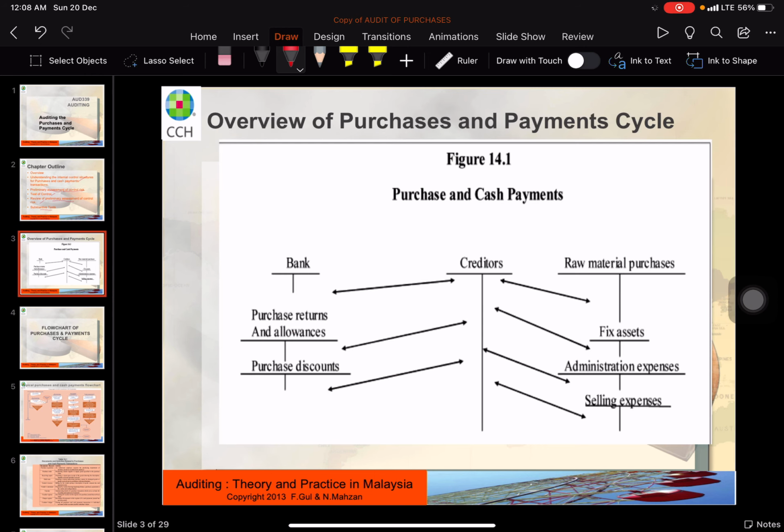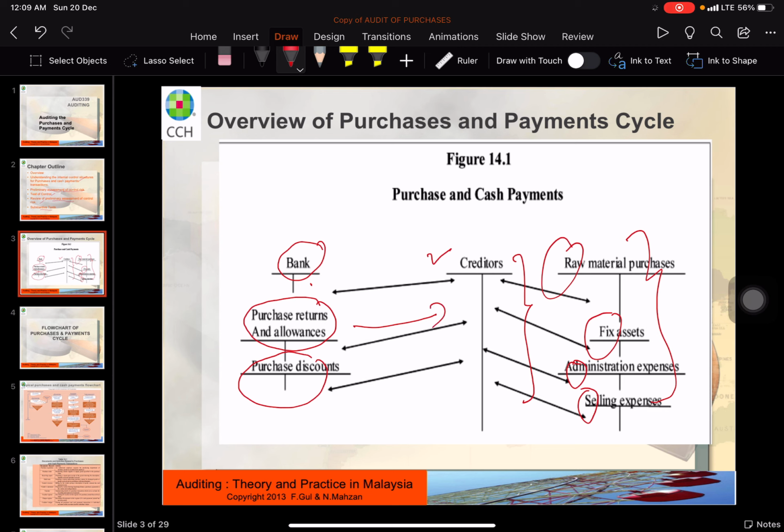For the purchase and payment cycle, if we bought materials, fixed assets, or anything that we purchase on credit, we debit all these accounts and we credit our creditors. If we make payment by bank, we credit bank and debit our creditors. The same applies if there is a purchase return or a purchase discount, the double entry is with the creditors account.